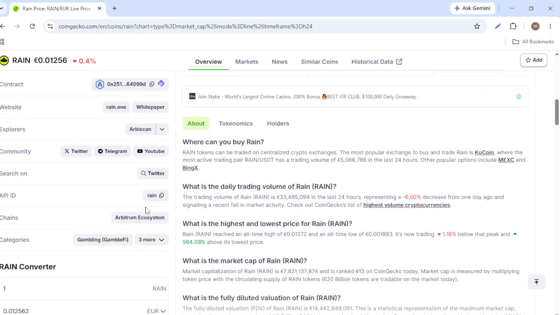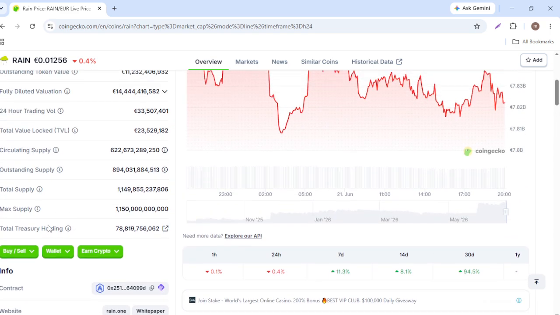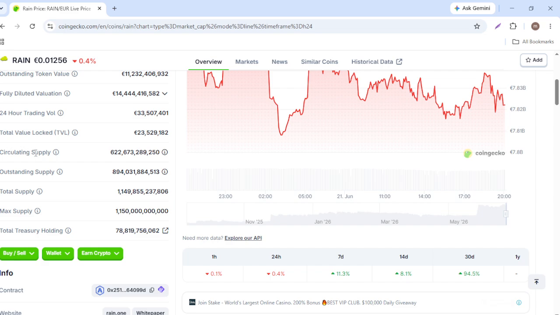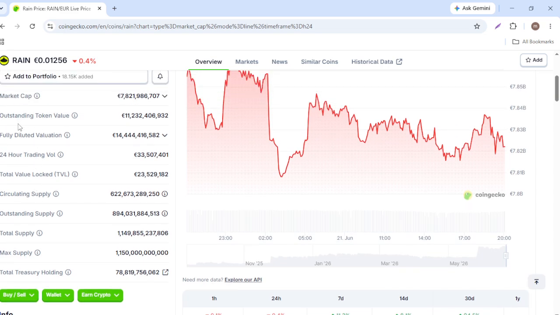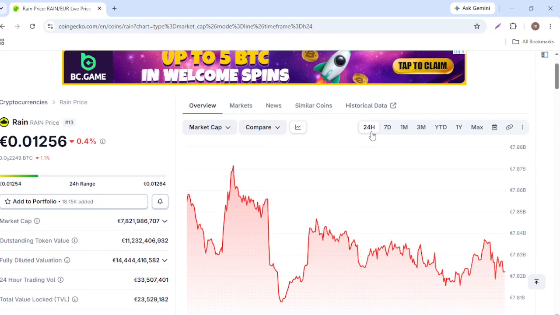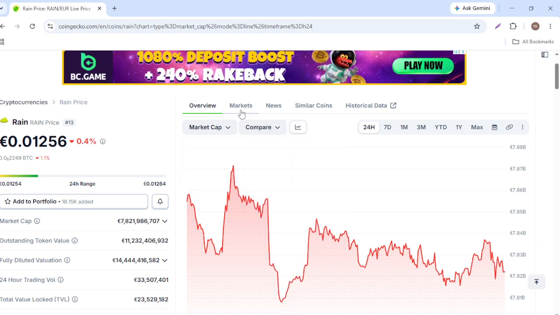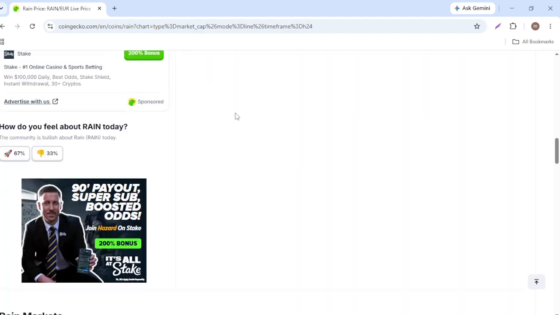Another thing to check is whether the volume appears concentrated in one place or spread across multiple exchanges. Healthy liquidity often means there are several active markets, not just one isolated source of trading. Finally, combine all of these signals together: the 24-hour trading volume, the number of exchanges listing the coin, the activity on major trading pairs, and the trust score of those exchanges.